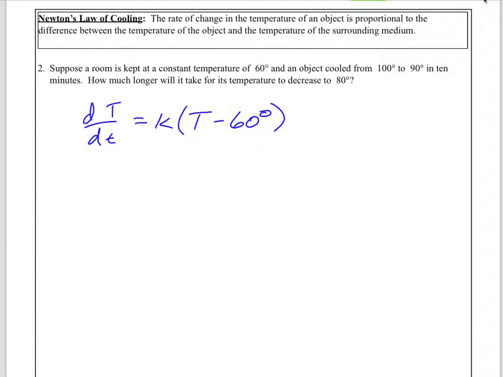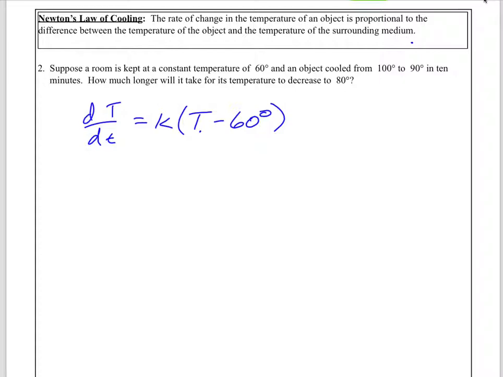Why is it 60? Why are you subtracting 60? Because it says difference between the temperature of the object, which is T, and the temperature of the surrounding medium. And it tells me my room is at a constant of 60 degrees. So 60 degrees is my surrounding medium. Okay.